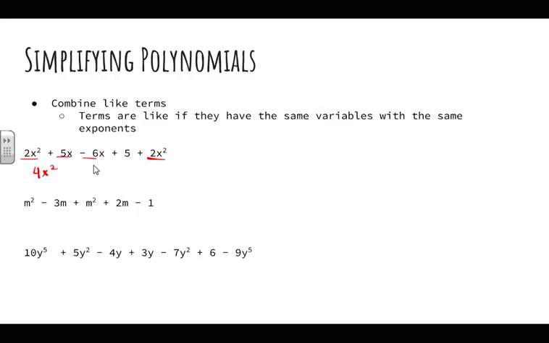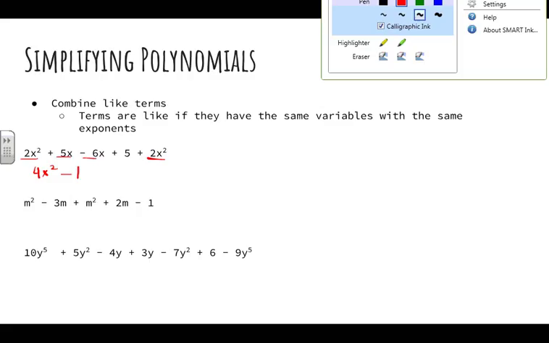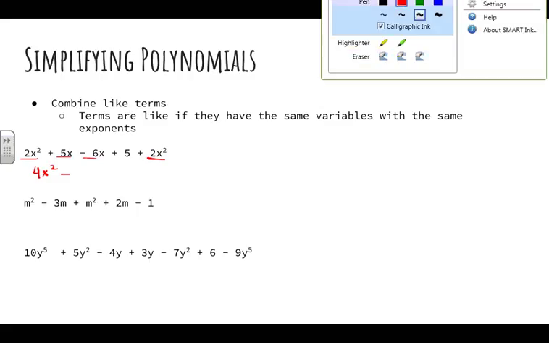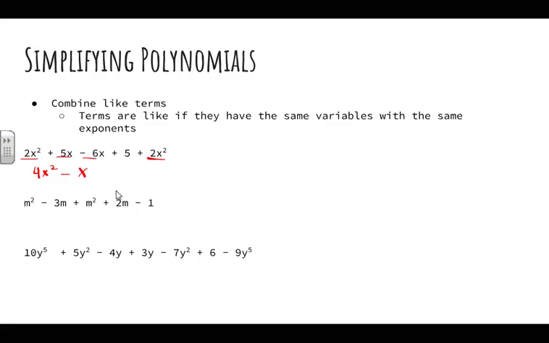All right, so the x's are alike. 5x minus 6x would be negative 1x, or just minus x, since we don't usually use the coefficient of 1. So we would just write this as minus x. All right, and then 5 doesn't have a buddy anywhere, so we're just going to stick it on the end. So now we've combined all our like terms. We've simplified this polynomial as simple as we can make it. Notice that I put it in order of greatest exponent to least, and I put my numerical term on the end.